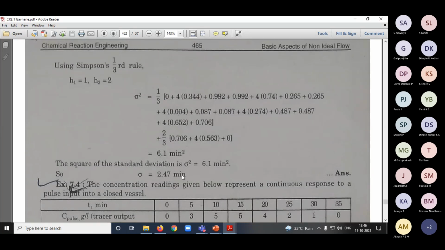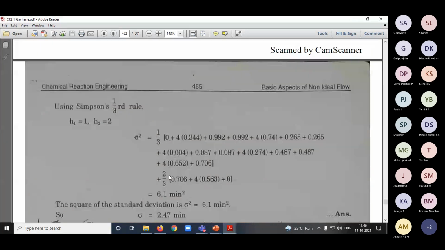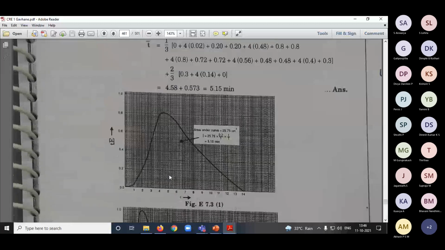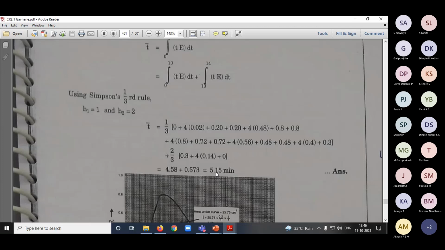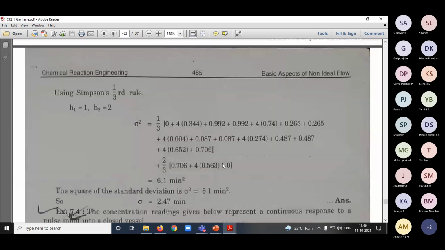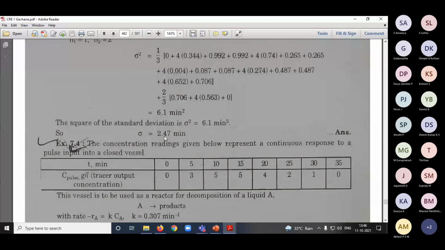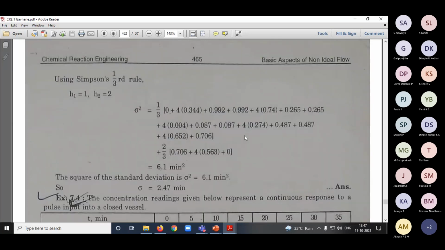What does that mean now? 2.47 means your mean is around 5.15 minutes. So the material is staying, most of the material, plus or minus around this particular value. How much is that plus or minus? That is nothing but this 2.47, right? That is what you will get from the standard deviation. The standard deviation is the square root of this.